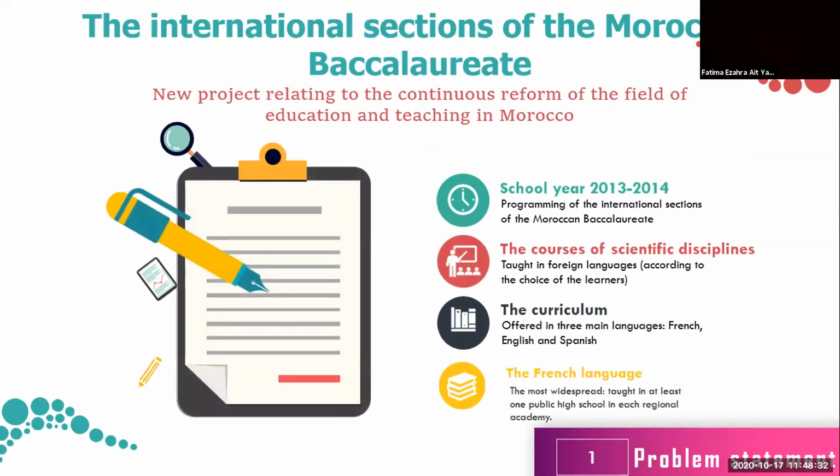The international sections of Moroccan Baccalaureate is a new project in the field of education and teaching in Morocco that starts in the year 2030. In the classes of international sections, the courses of scientific and technical subjects are taught in foreign languages. According to the linguistic policy of Morocco, there are 3 main languages programmed in these sections: French, English, and Spanish. French is the most widespread language used in the international sections. That's why we've chosen it as the target language in our research.